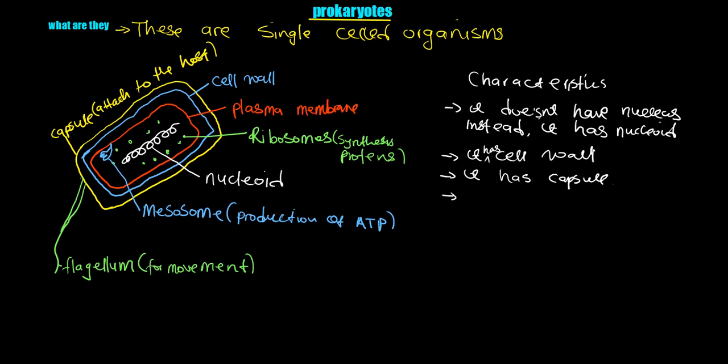All right. So the other thing that we can say is that for these guys to replicate, they don't just reproduce like normal reproduction, sexual reproduction. No, they go through what we call binary fission. So they undergo binary fission.